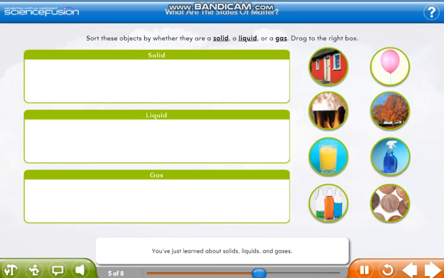You've learned about solids, liquids, and gases. Now take a look at these objects. Can you put them in the right category? Drag each picture to where it belongs.